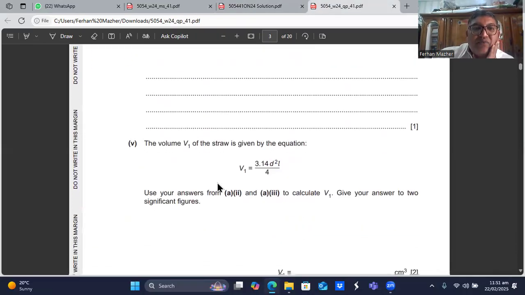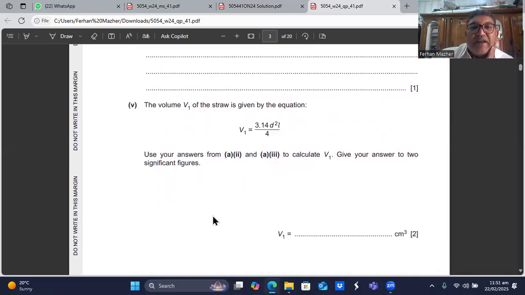Then we have the volume V1 of the straw is given by the equation V1 is equal to 3.14 D square into L divided by 4. Use your answers from the second part and third part to calculate the V1. Give your answer to 2 significant figures. It's a very simple question. You have to put the value of the small d here and value of the small l here, and just do the calculation and write the answers here.